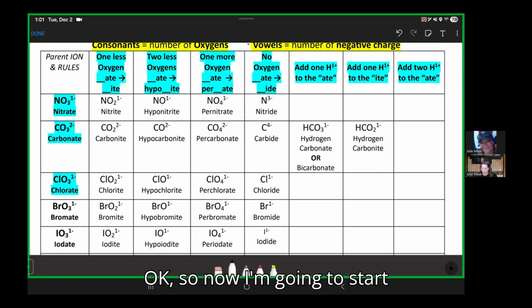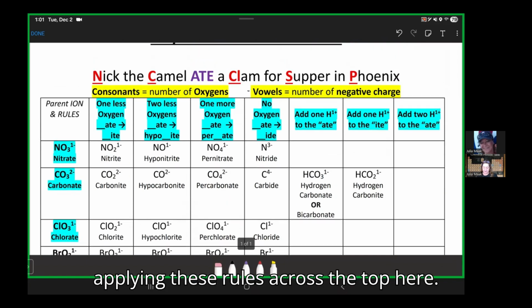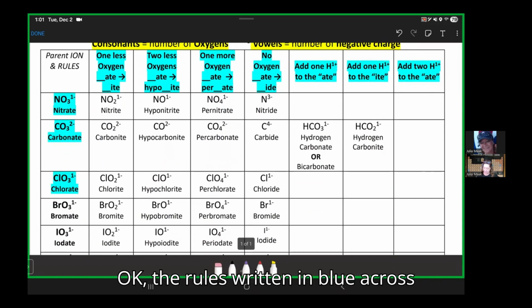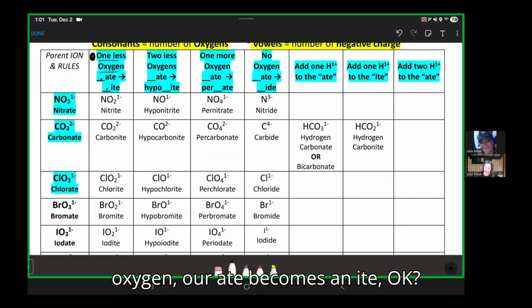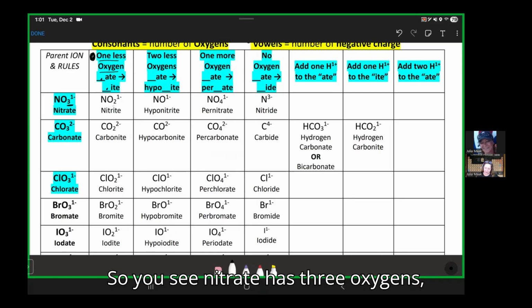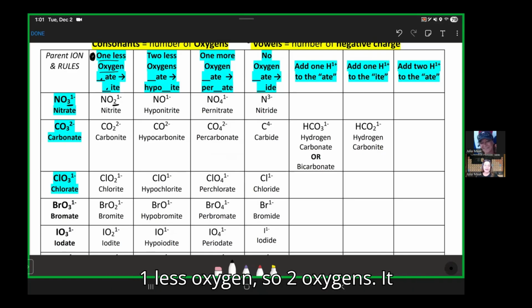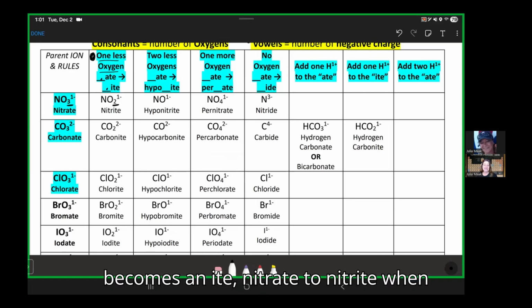Okay, so now I'm going to start applying these rules across the top here, okay? The rules written in blue across the top here. So our first rule is if we have 1 less oxygen, our ate becomes an ite, okay? So you see nitrate has 3 oxygens, 1 less oxygen, so 2 oxygens, it becomes an ite. Nitrate to nitrite, 1 less oxygen.